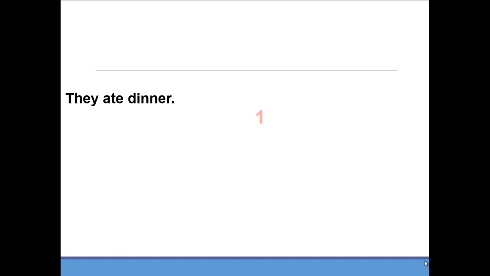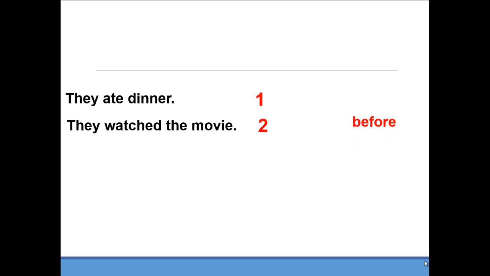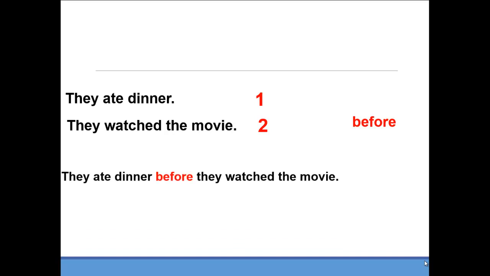They ate dinner. They watched the movie. Let's use the subordinating conjunction before. As I said before, this kind of conjunction shows the order of the events. So it's going to be, they ate dinner before they watched a movie, or they watched a movie before they ate dinner. Both of them are correct. We don't know exactly which one happened first. Okay, always think of the meaning of the sentence. Does it make sense or no?